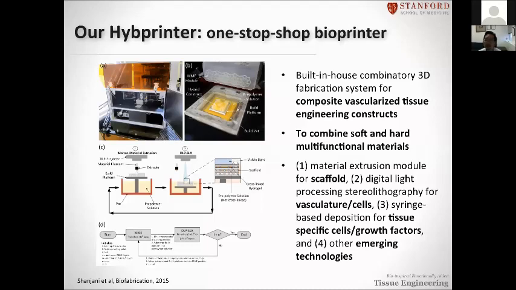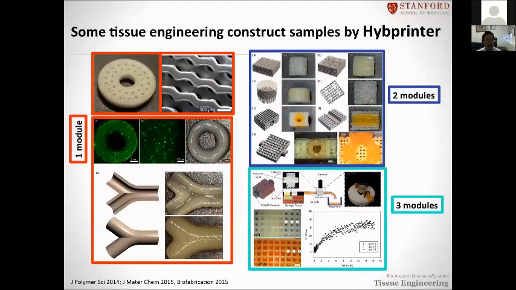So here are some samples we made. Here it is just one single modular, like FDM, where you extrude it and make different shapes. This is like a long bone shape with pores, more like an osteo structure, so you can maintain the cells. So you can make different shapes.